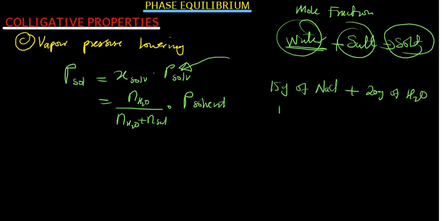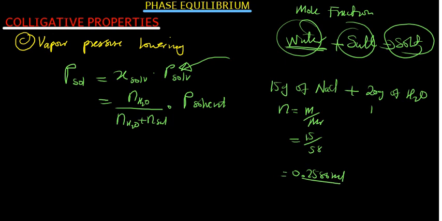What we do first is determine the number of moles of the salt, and that is mass over molar mass. The mass of course is 15. The molar mass is 58 for sodium chloride. So let's divide 15 by 58. That is about 0.2586. These are in moles.